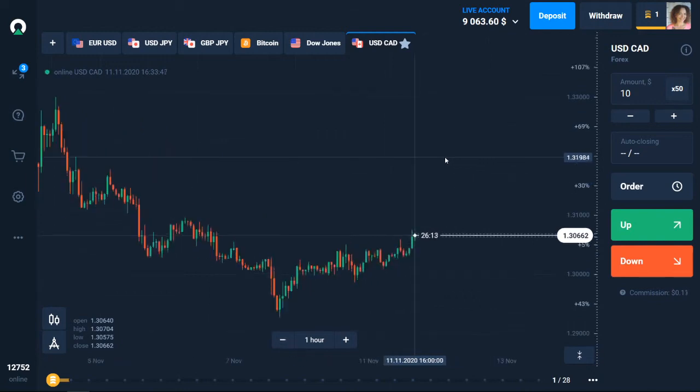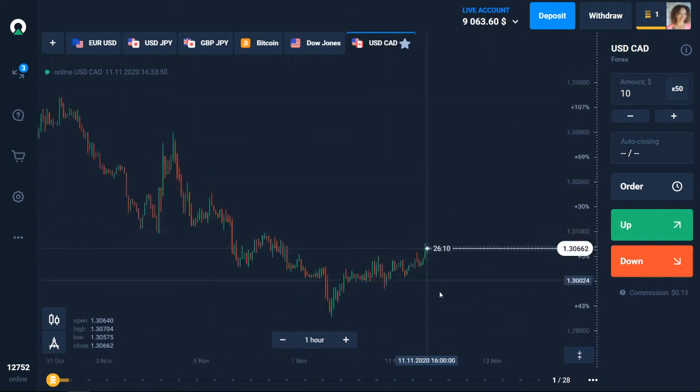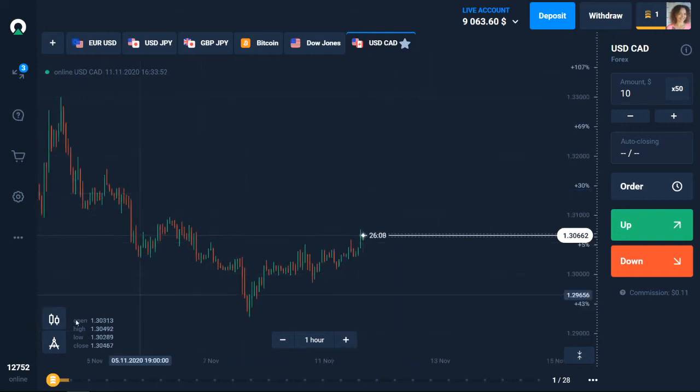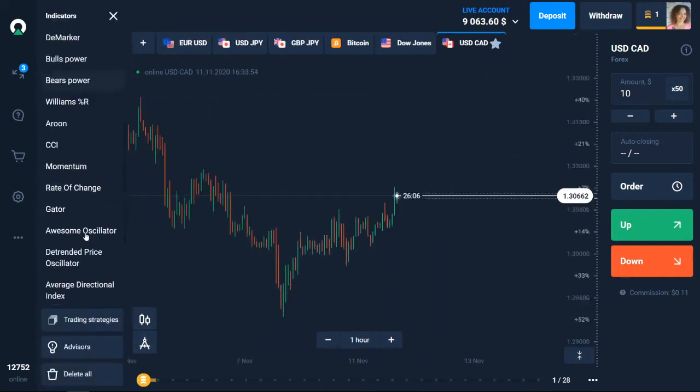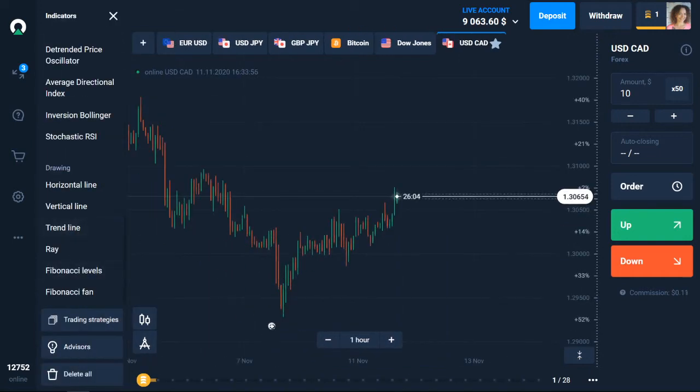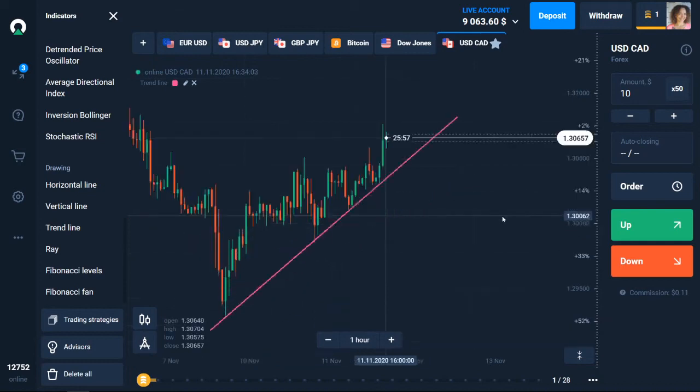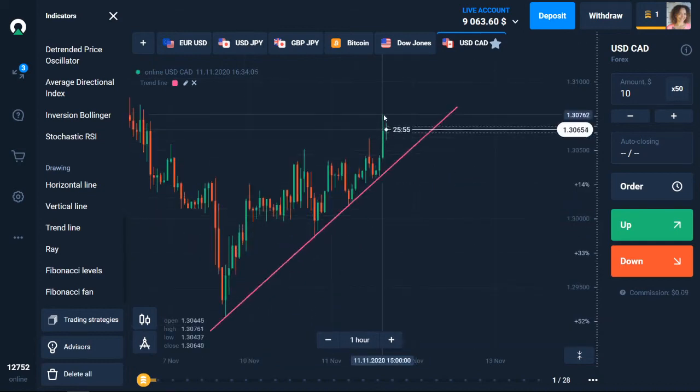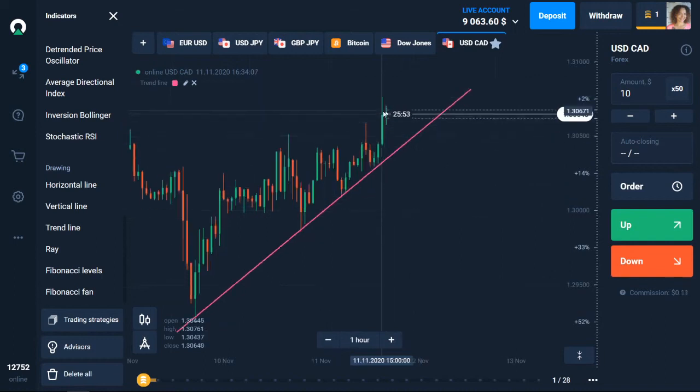Alrighty, so on the 1 hour time frame, let's go ahead and choose our trend line. I see an uptrend. I'm not sure why we would sell the USD CAD right now. Of course, the price is far away from our trend line. Well, not far away, but we can see there's a distance.